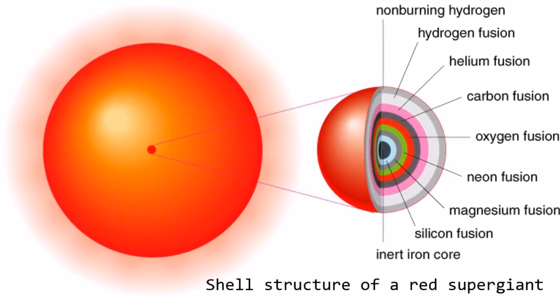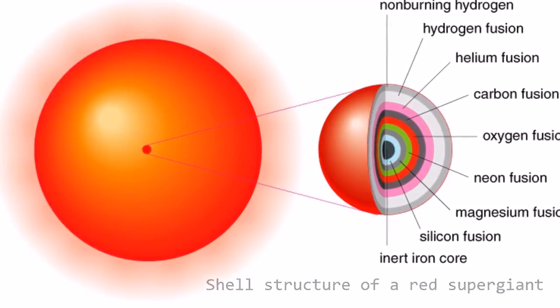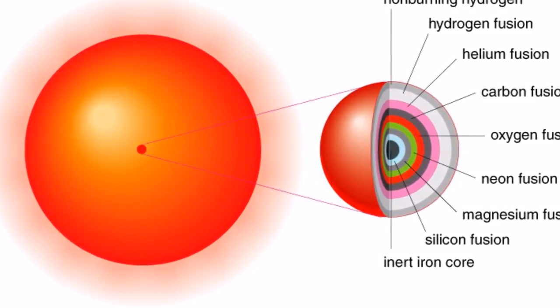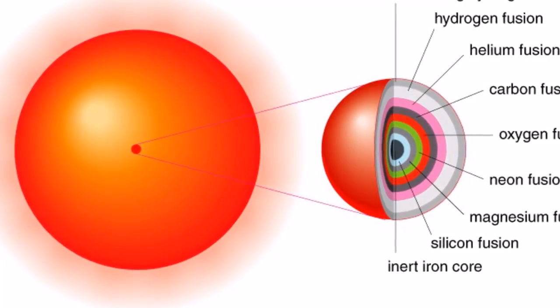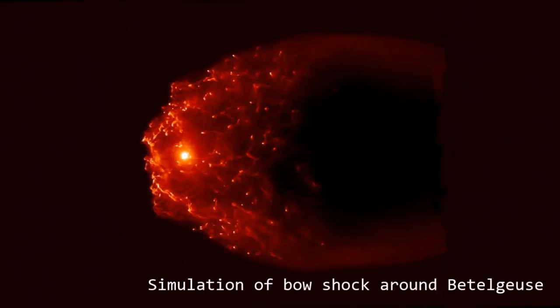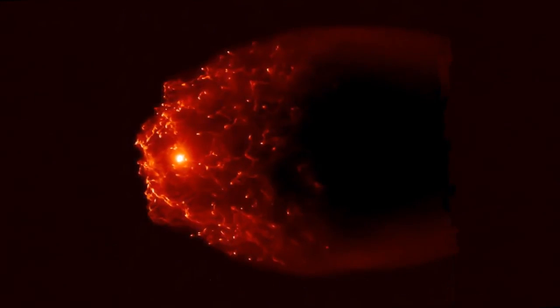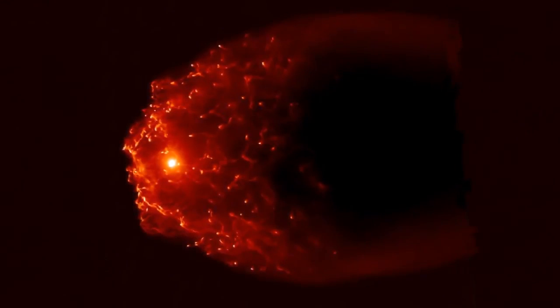This image shows the different elements created by fusion in the core of a red supergiant. The central iron core is made of stable iron nuclei and cannot fuse any further. Red supergiants can have masses ranging from 10 to 70 solar masses and can have brightnesses from 30,000 up to hundreds of thousands times the solar luminosity. They are found in less elliptical galaxies, globular clusters, and spiral galaxy bulges, which are believed to be made up of old stars.